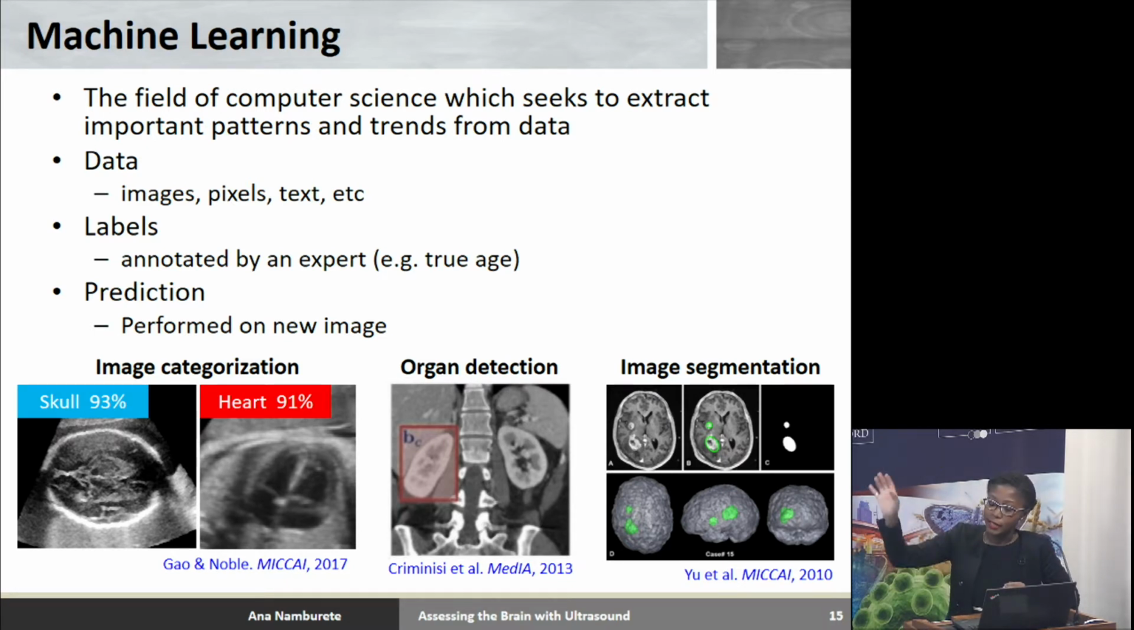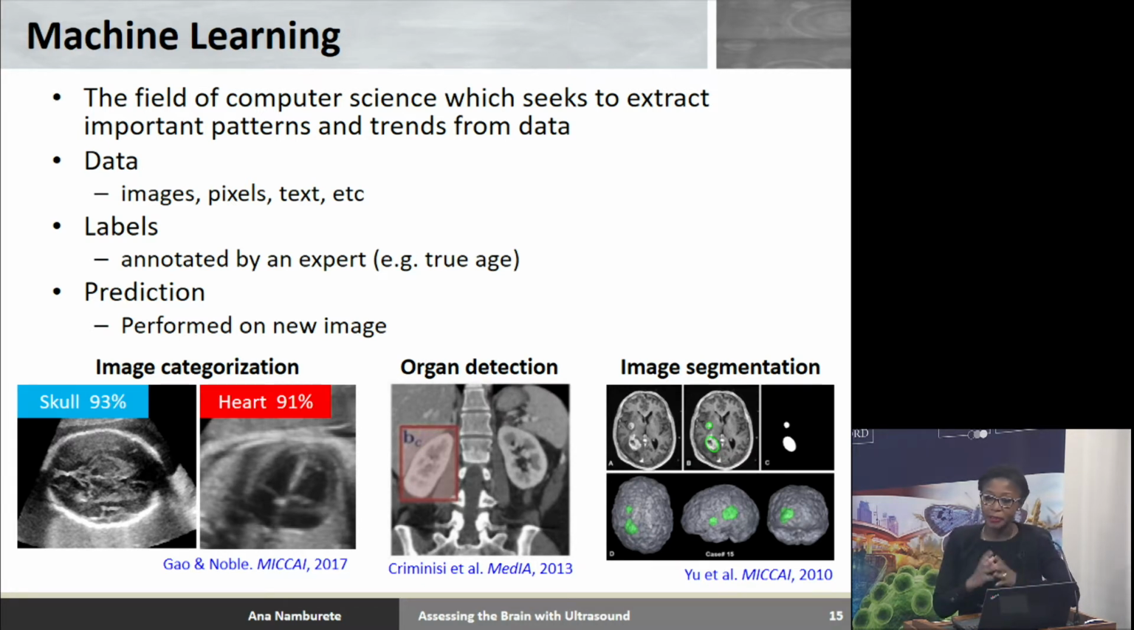So these algorithms are really powerful. They've been used for image categorization, basically saying, yes, this is a skull image, yes, this is a heart image, and so on. They've been used to detect organs within an image, and they've been able to identify important regions in medical images.